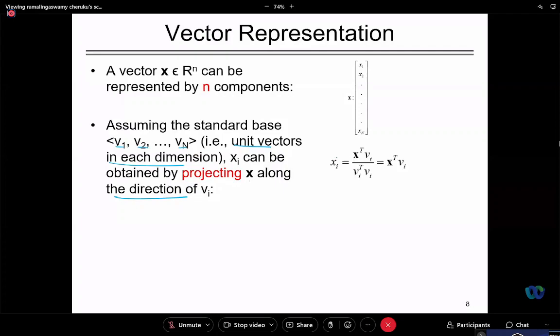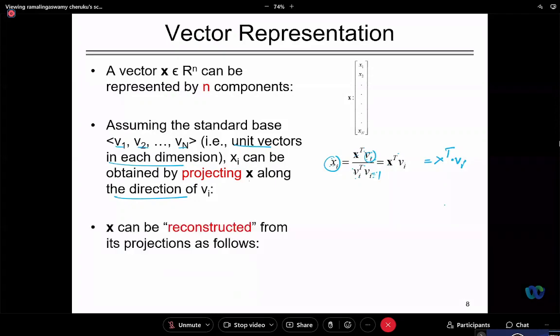How can we get this projection? The projection of the point is given by x transpose into vi, since we want the projection in the vi direction. So x transpose vi divided by vi transpose vi. Vi transpose vi is nothing but 1. So this is x transpose vi. Finally, to get the component, you transpose x and multiply with the corresponding basis vector.